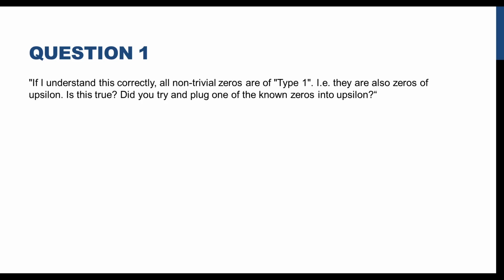They are also zeros of upsilon. Is this true? Yes, it is true. Did you try to plug in one of the known zeros into upsilon? Yes, of course. This is very important and very easy to do. In fact, the way I'm going to show you here shows how you can do it for all of the known zeros having real part 1/2, what the value of upsilon is, and why it has to be 0 when the real part equals 1/2. Now, there are 2 types where upsilon is not equal to 0, which we'll get into. There are zeros of the zeta function that have upsilon not equal to 0. But all of those having real part 1/2 will be equal to 0. All right, so here's how you do it.